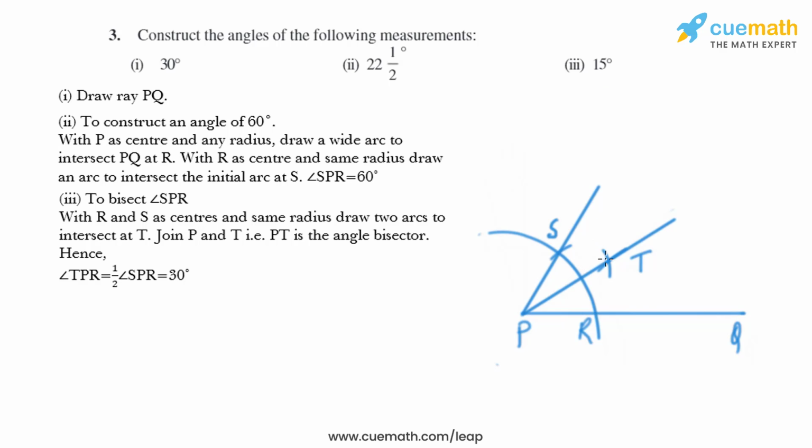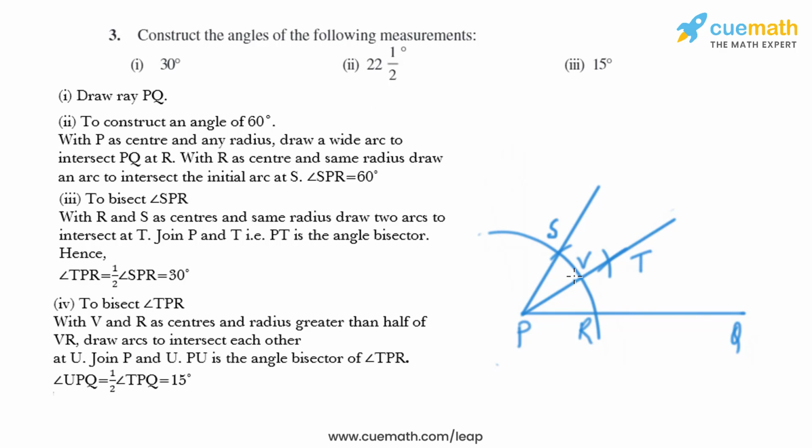Now to find 15 degrees, we just need to bisect angle TPR. Now we will take this point as V and in the next part to bisect angle TPR, with V and R as centers and radius greater than half of VR, draw arcs to intersect each other at U. Then we will join P and U. We'll get PU as the angle bisector of angle TPR. So we'll get angle UPQ that equals 15 degrees.